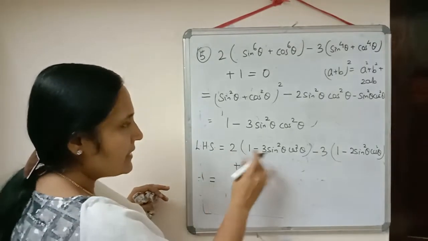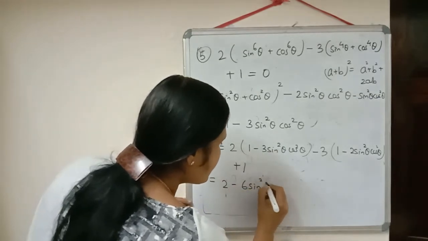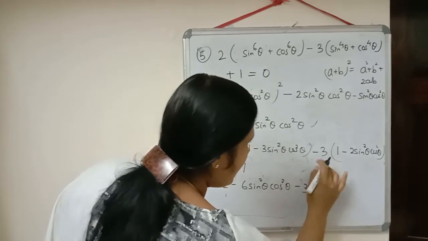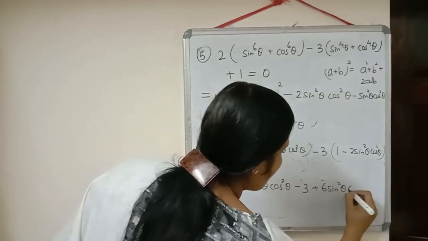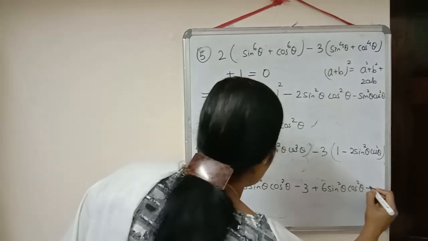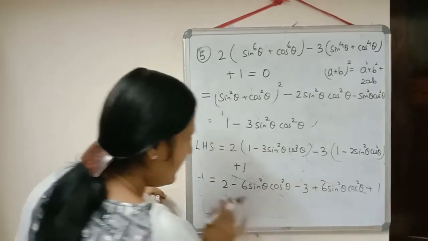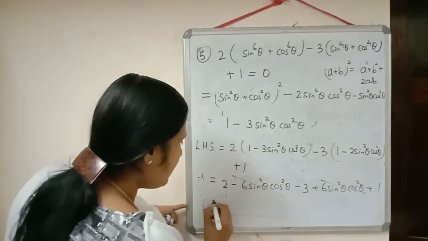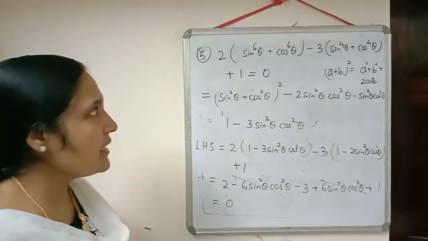Now just multiply inside, then it will be equal to 2 minus 6 sine square theta cos square theta minus 3, minus into minus will be equal to plus 6 sine square theta cos square theta plus 1. So just to check there, this expression will get cancelled. 2 minus 3 minus 1. Minus 1 plus 1 will be equal to 0. So I think this question is clear to you.